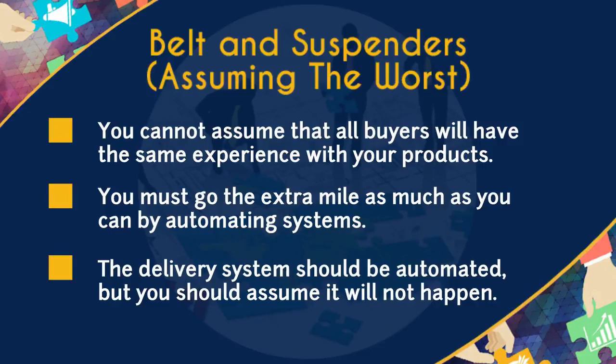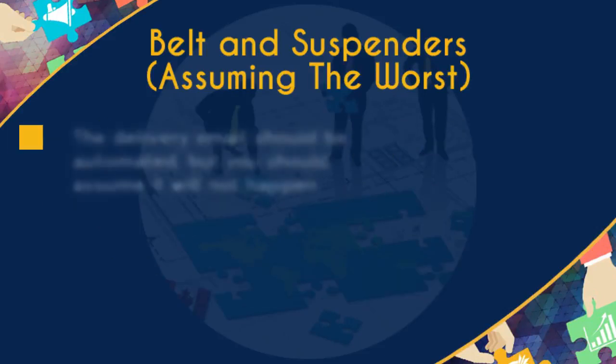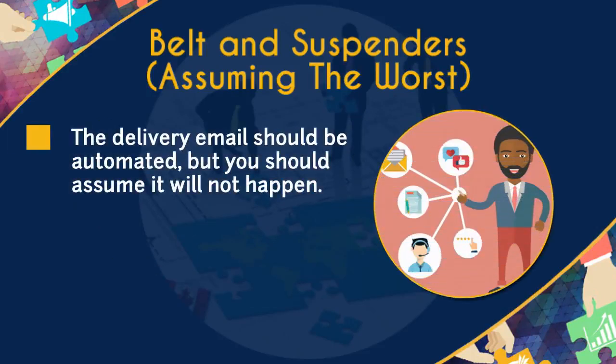The delivery system should be automated, but you should not assume that it's going to happen. Right? You shouldn't assume that people are going to get to the thank you page. You shouldn't assume that people are going to get to the right link to get their stuff. You should not assume that they're going to get the delivery email. Now, again, you might say, hey, I know they're going to get their login and password. Don't assume it. Right? Don't assume it.